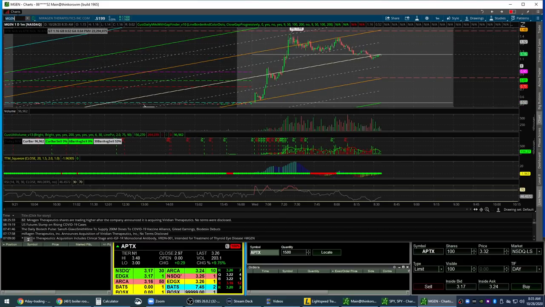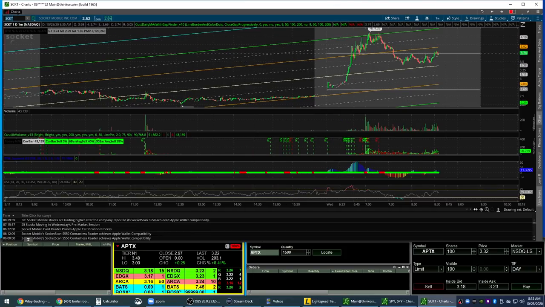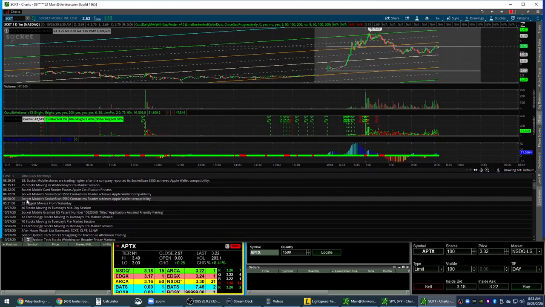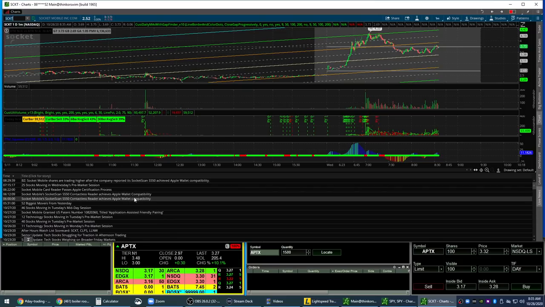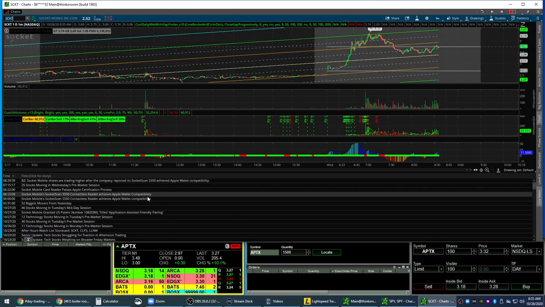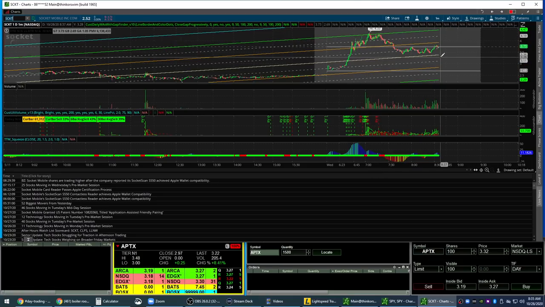All right, let's move forward on to the next one, which is SCKT. A lot of traders were watching this one. Now, this guy has a little bit of news this morning that Socket Mobile contactless reader achieves Apple Wallet compatibility. So this is a stock that we'll probably watch more closely for continued long moves.